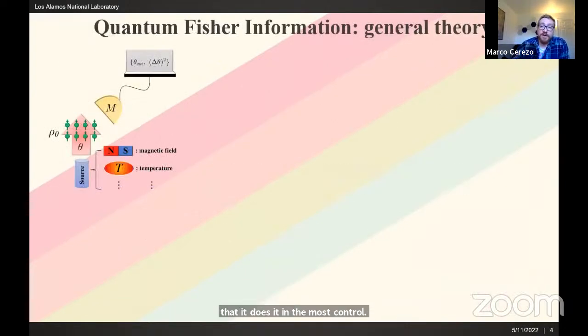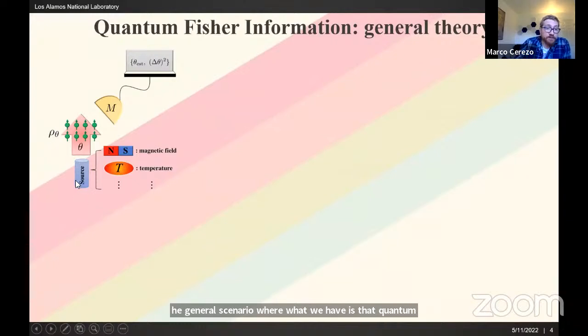So for now, let's talk about the quantum Fisher information, and let's just present a general scenario where what we have is a quantum system rho. What we're going to do is make it interact with a source that is going to encode some parameter into this quantum state. That parameter can be a magnetic field, it can be a temperature, it can be a gravitational field, whatever. And what we want is to measure our quantum state and get an estimation of the encoded parameter with a good sensitivity, right?